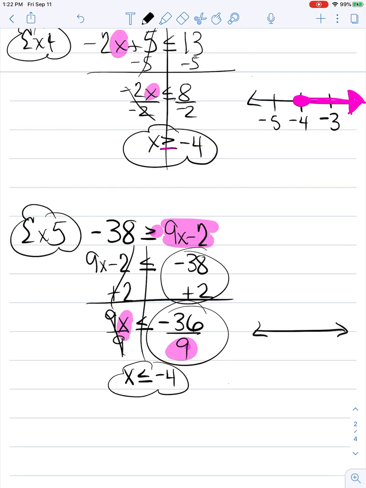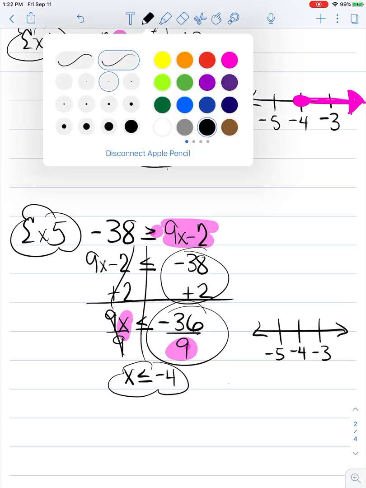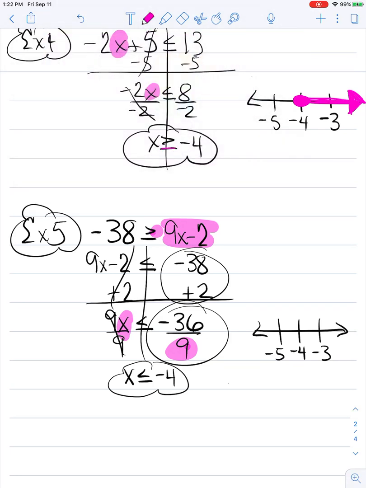And now let's graph this inequality or solution set. So I have negative 4. And then I decide, do I need an open or a closed circle? Well, the line's under it, so it's going to be closed. X is less than is to the left. So I shade my values to the left of that solution.